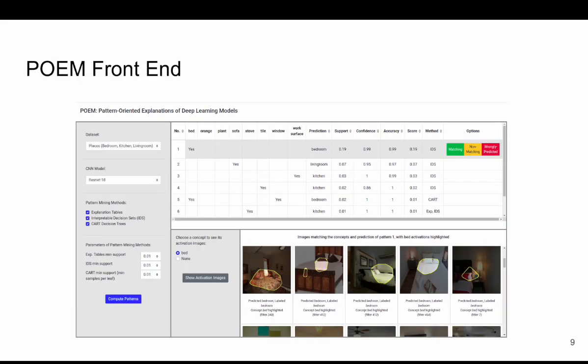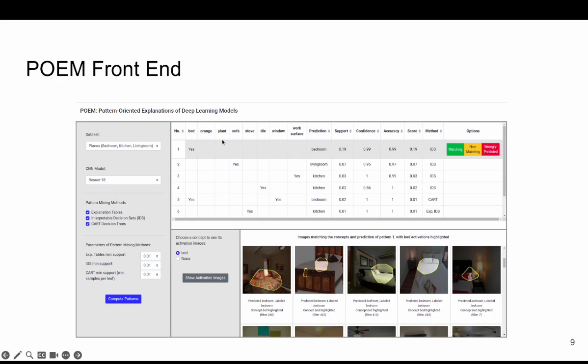Next, we show the POEM front end. On the left-hand side, you can choose a dataset and a pre-trained CNN model. Then you can choose which of the 3 pattern mining methods to use. Here we've chosen all 3 of them. Press compute patterns, and we get a set of rules or a set of patterns to explain the CNN.